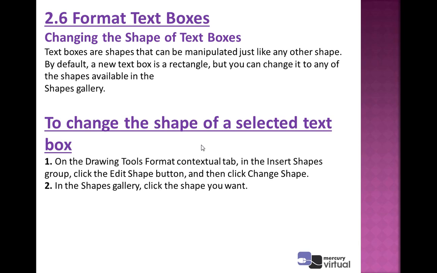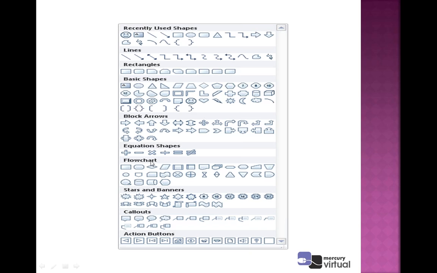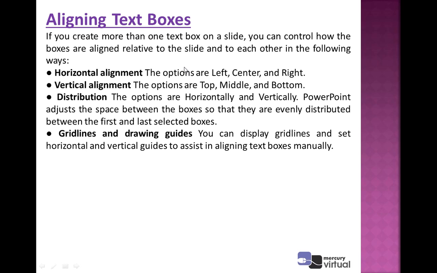Next topic is format text boxes. Means how to change the format, how to change the shape of the text boxes. Simply go to the drawing toolbar, click on insert shape, click on the shape that you want. These are the shapes available.